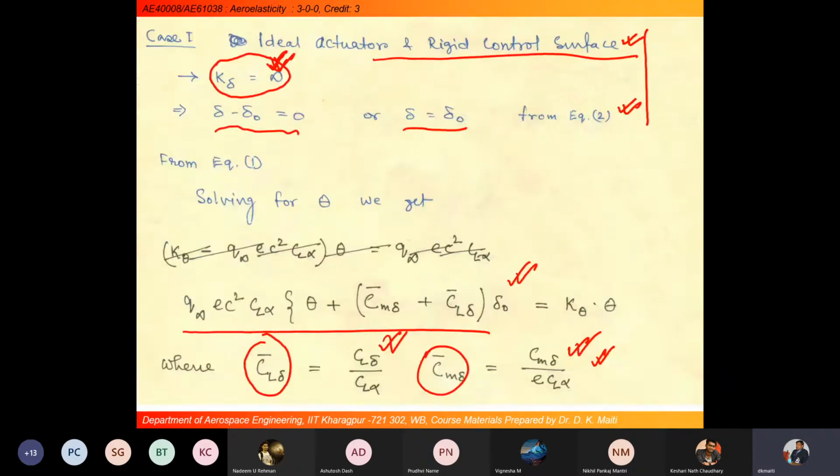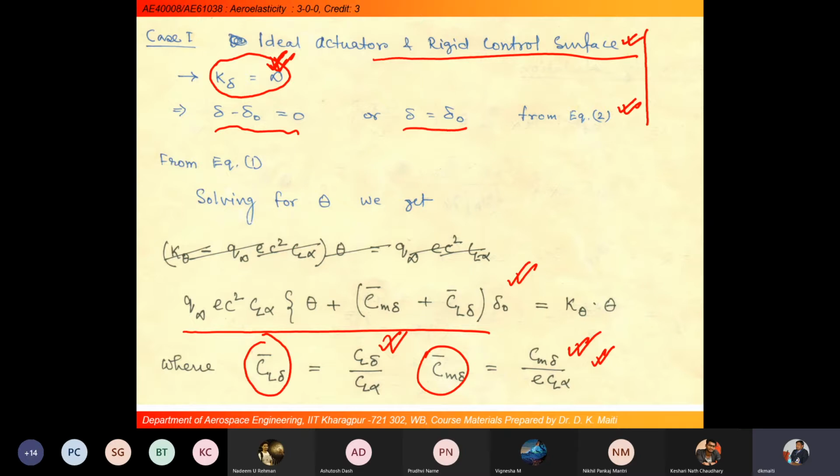Okay. Then I am coming to the first case. I am saying ideal actuator means the actuator is infinitely rigid. So whatever the pilot is demanding, the actuator will be deflecting to that delta. That is why I am saying for an ideal actuator, or in other way a rigid control surface, we can say that delta minus delta naught equal to 0. That is, K delta we have taken as an infinitely large value, delta minus delta naught equal to 0. Then in that case our second equation will vanish. So the second equation will not exist.